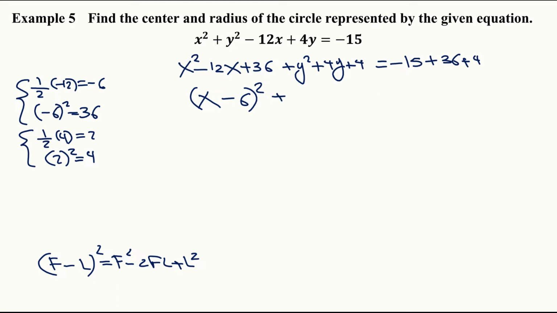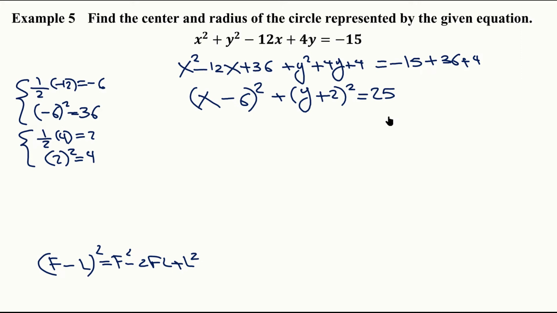All right, and here we have a perfect square trinomial as well. It is the perfect square of y plus 2. And on the other side, we're just going to combine all those numbers. So we have -15 plus 36, so that should give us 21, plus 4, that gives us 25. All right, so we just converted this general form circle into a standard form circle equation.